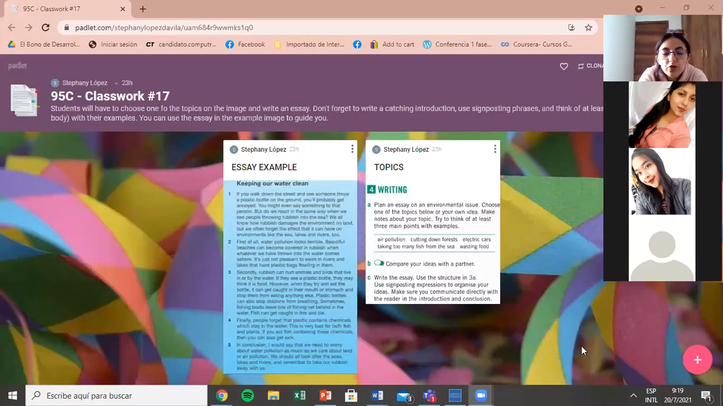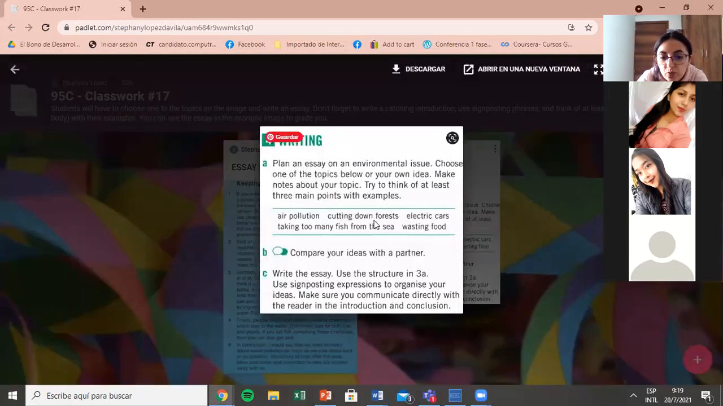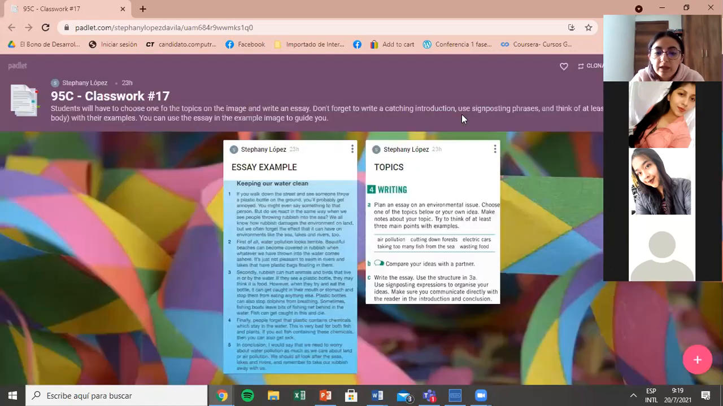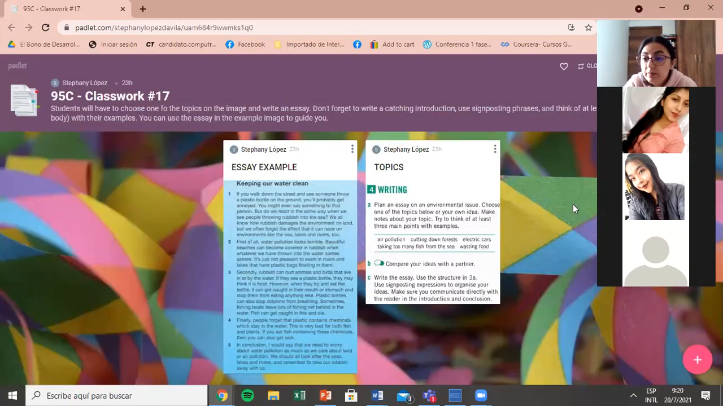Just in case you don't have it clear, you have your essay here explained, or the instructions explained here in your classwork. What is your classwork going to be about? You need to choose a topic of these ones right here, or maybe the topic you think is interesting for you, and you're going to write an essay, okay? Using the words that I showed you previously. Utilizando la estructura y las palabras que vimos anteriormente, ¿sí? This is obviously an individual activity.